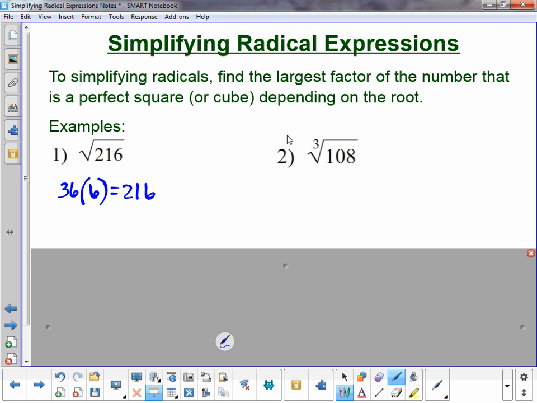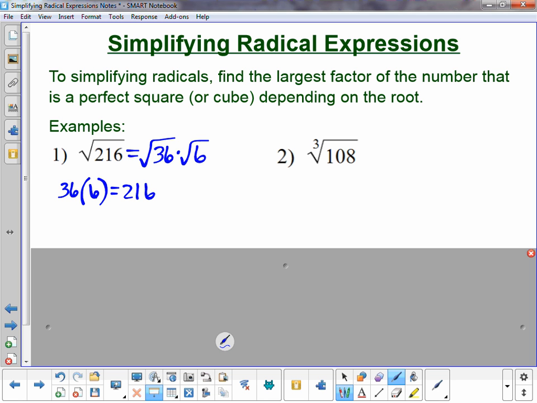Okay, so 36 times 6 is 216. Is 36 a perfect square? Yes, right? Because the square root of 36 is 6. So this is how we're going to split it up. Instead of writing it as the square root of 216, we're going to write it as the square root of 36 times the square root of 6, because we know 36 times 6 is 216.